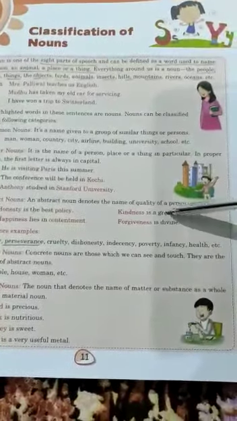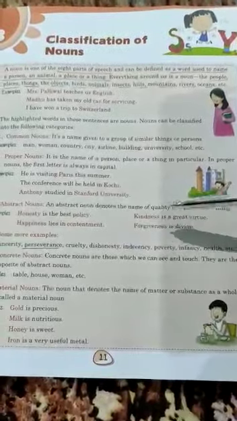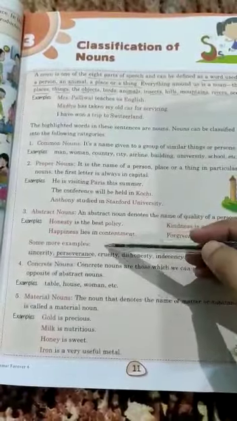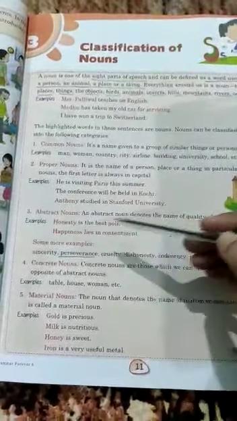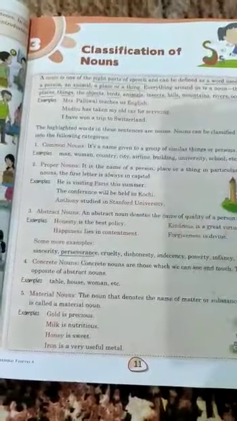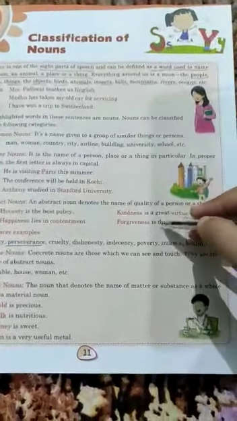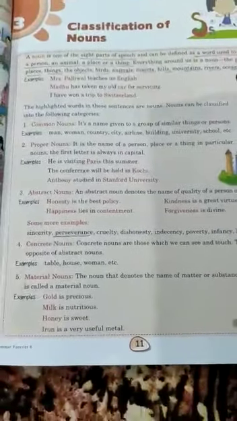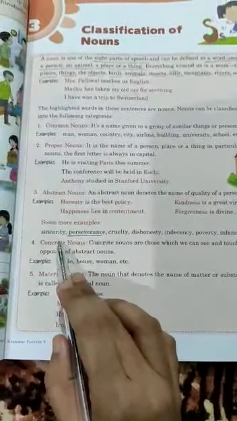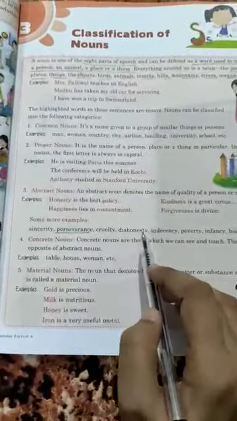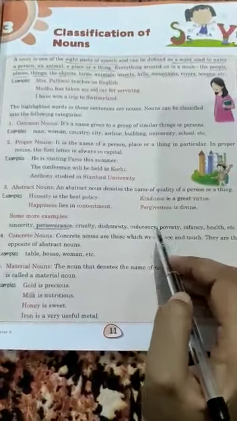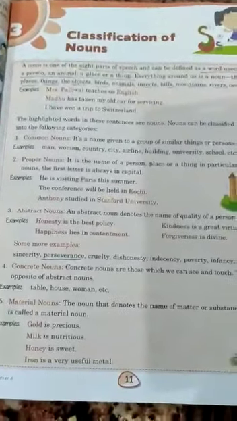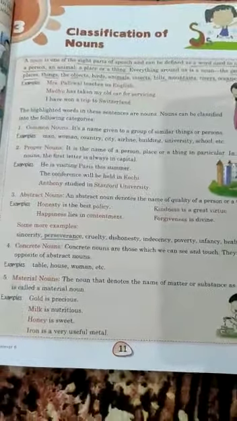Next is kindness is a great virtue. So here kindness and virtue both are abstract nouns. Happiness lies in the contentment. So happiness and contentment, both the words are abstract nouns. Forgiveness is divine. So here forgiveness is an abstract noun. Some more examples: sincerity, perseverance, cruelty, dishonesty, indecency, poverty, infancy, health, etc. They all are examples of abstract nouns.